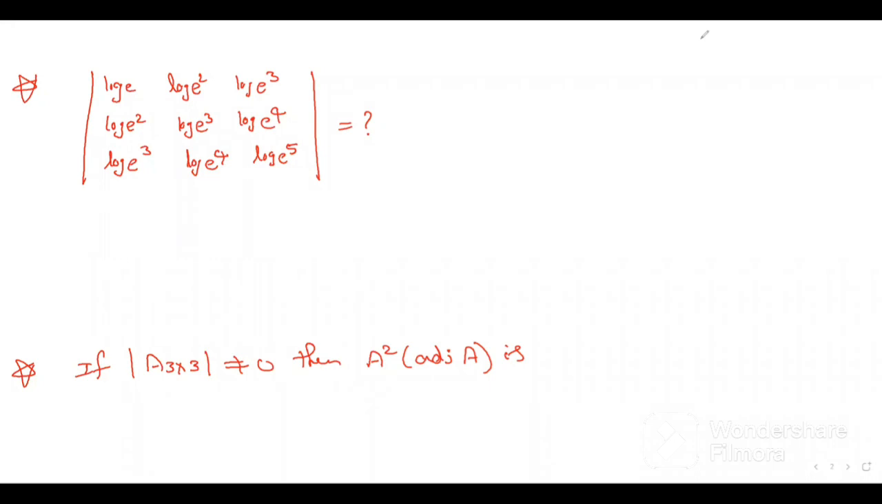Okay, now explain the next problem. Here in the statement, log e square, log of e to the power 3 and so on is given. Okay, we have one formula: a to the power log m base a is equal to m. As well as one formula: log of a to the power m is equal to m log a.